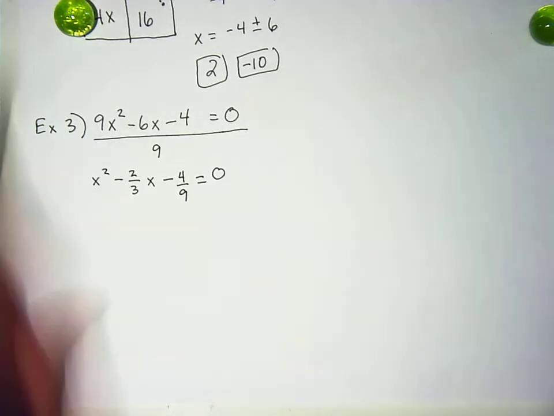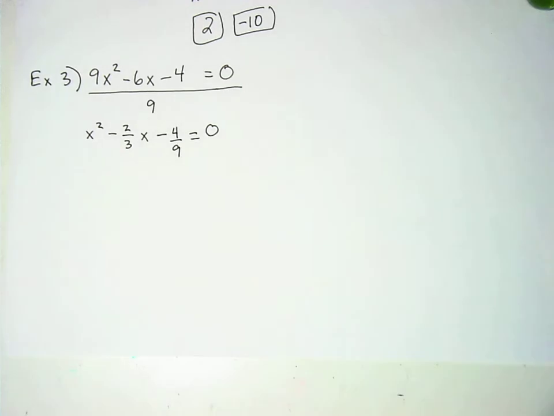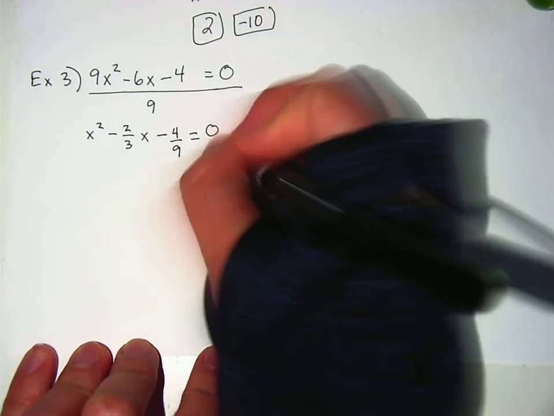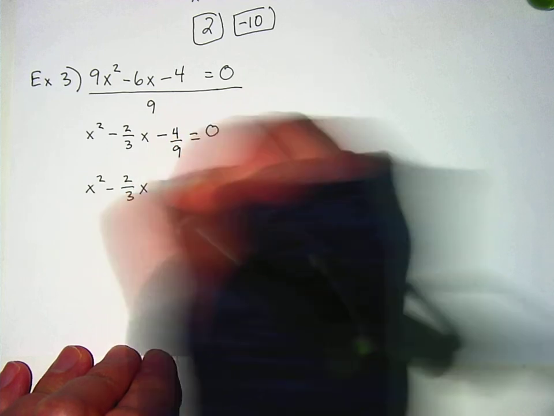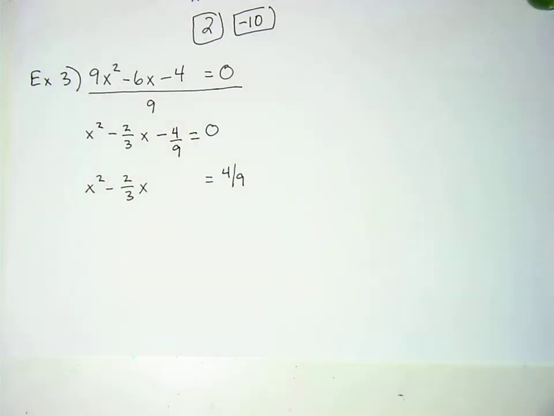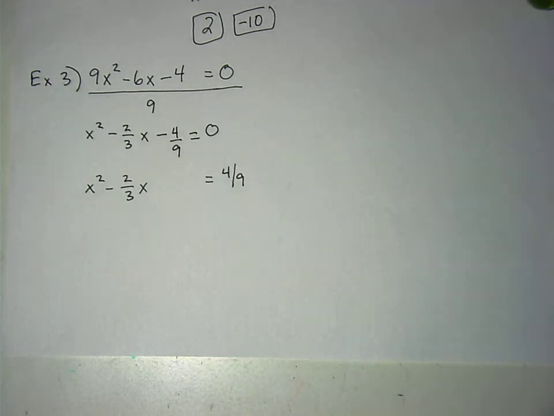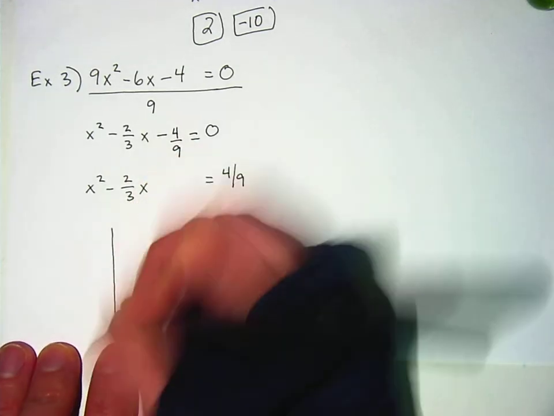Now you tell me, what's the first step? What should I do first? Plus 4/9 on both sides. Right, get that 4/9 out of the way. So now we've got x squared minus 2/3 x. We'll leave some room and put a positive 4/9 over here. And I know it feels gross because it's fractions, but it's not going to be too bad.